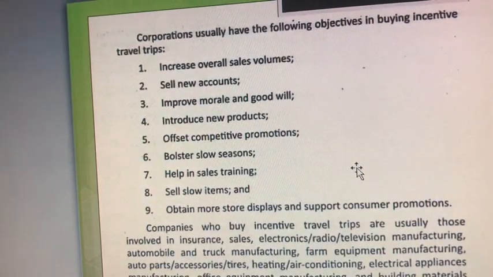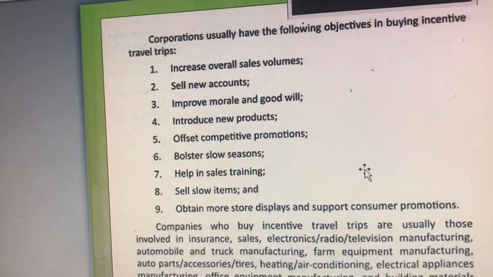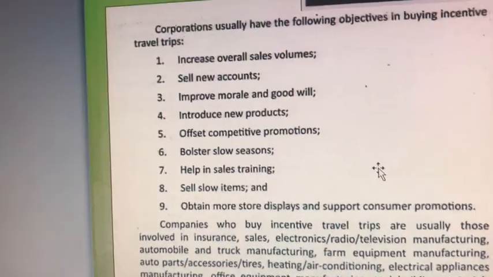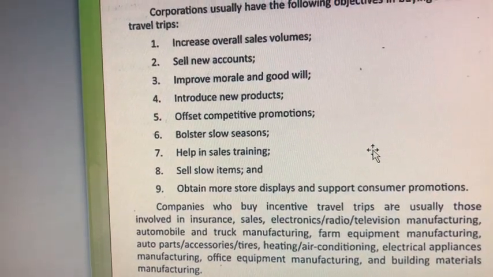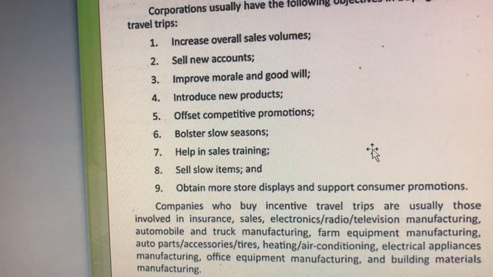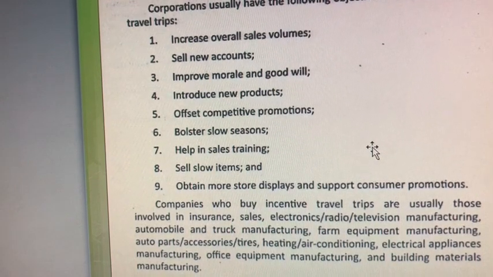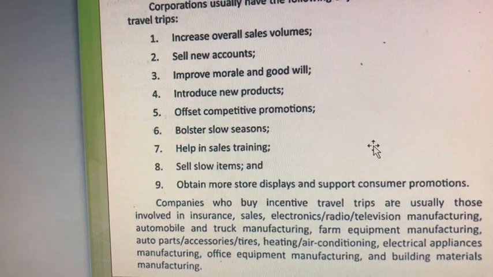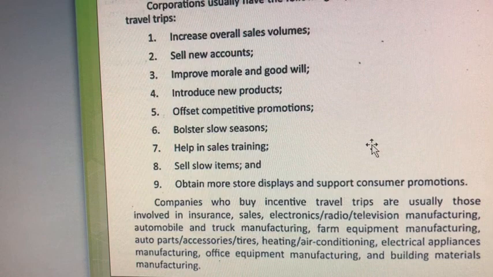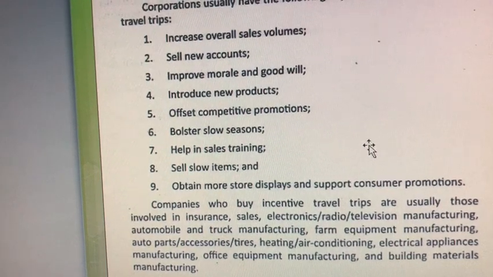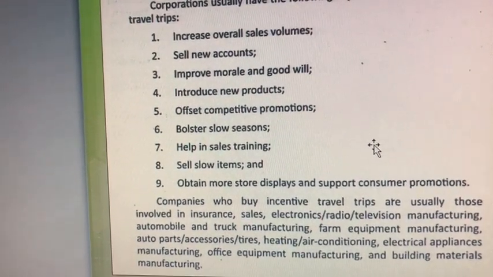So, ito yung mga usual reasons kung bakit bumibili ng incentive travel trips yung mga corporations or yung mga companies. Okay? Number 1, increase overall sales volume, kapag nakapagbenta ng new accounts, kapag naka-improve yung morale and goodwill sa company, nakapag-introduce ng new products, offset competitive promotions, bolster slow seasons, help in sales training, sell slow items, and obtain more store displays and support consumer promotions.